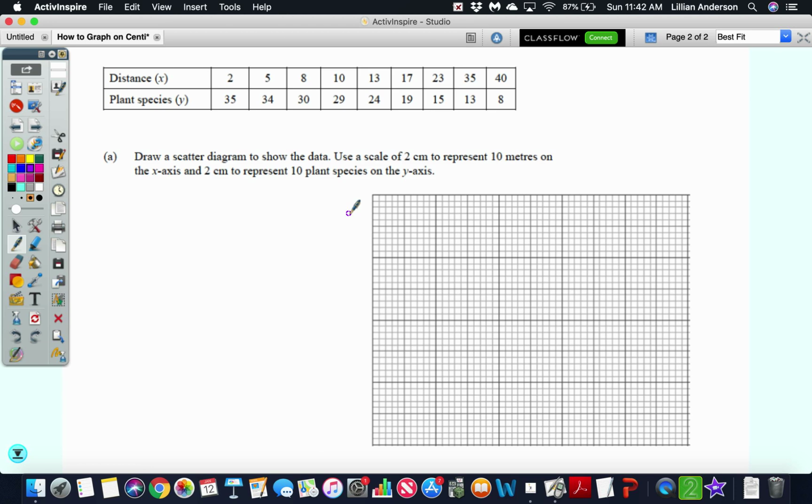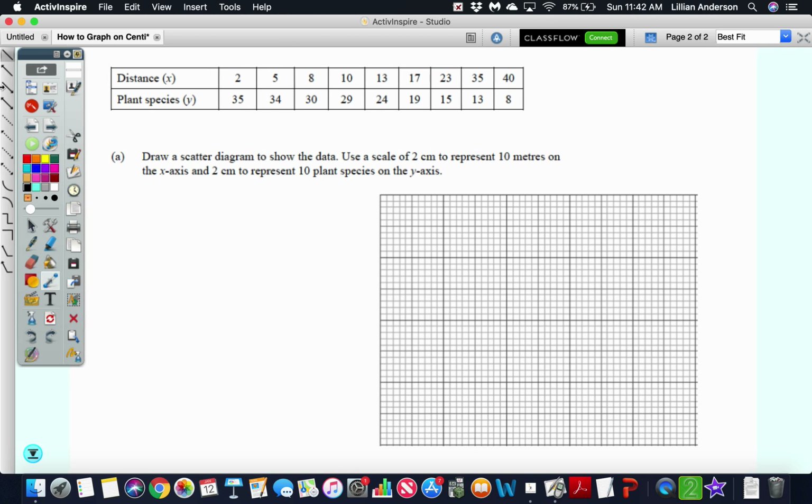So here's an example where we're representing distance and plant species. Now, this is not the one from your homework, but I'm showing you how to use the information that's given to you in the problem to graph this. It's always important that you have an X and Y scale, and based off of my data, I know I don't have any negative X values or any negative Y values, so I don't need a negative X axis or a negative Y axis.